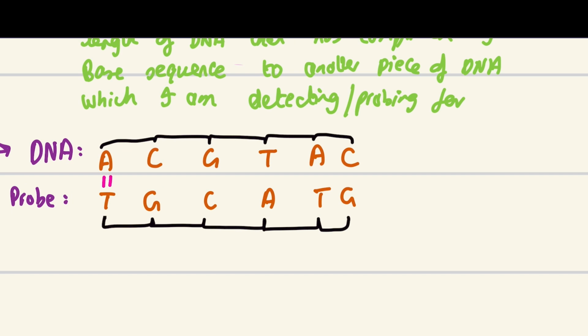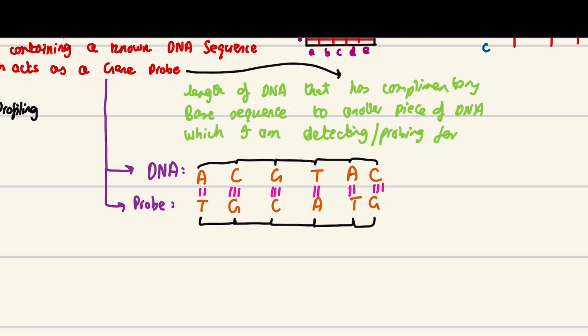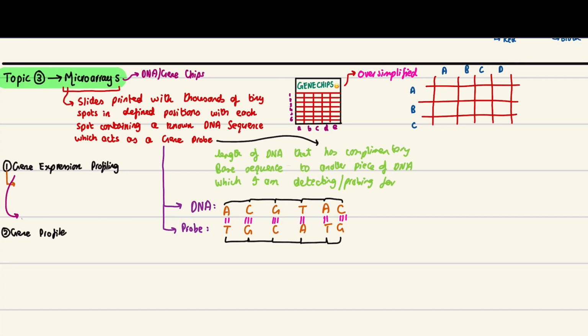And as we all know, just a quick revision, AT forms 2 bonds, C and G forms 3 bonds. Which bonds? Hydrogen bonds. Okay, small things like this you can be tested for. One to two mark questions can come. So guys, this is what's going to be happening over here. Okay, so this is an overview of what the gene probe is sort of like.